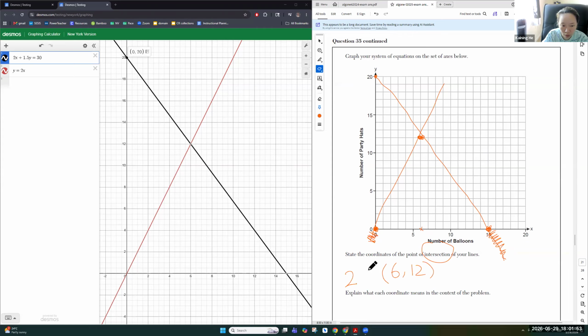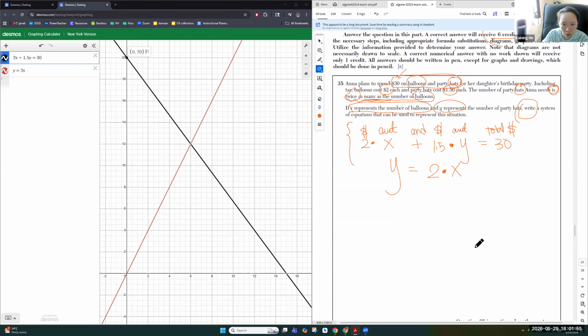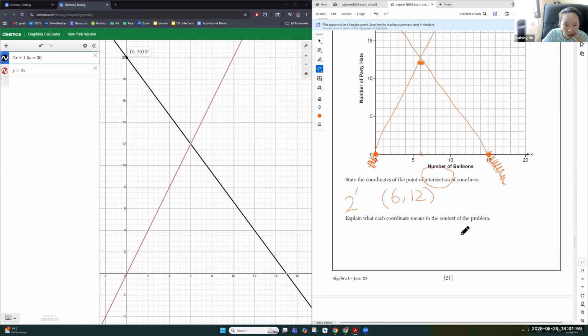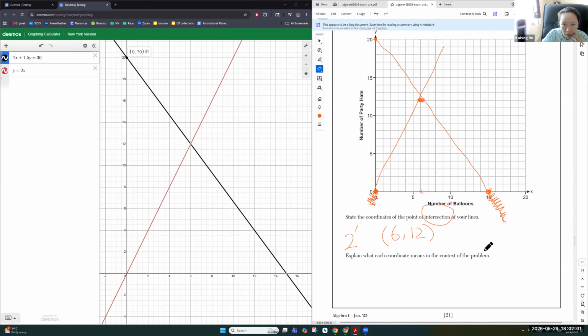And this is actually worth 2 points, I think. And this also is worth 2 points in here. And the last one says to explain what each coordinate means. What does that mean? All right. So 6 comma 12 is when both equations are being satisfied.